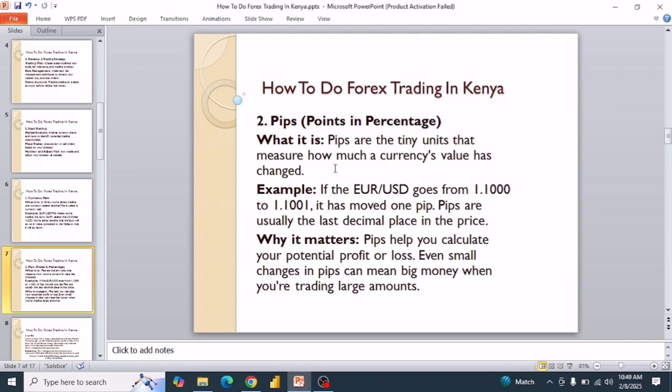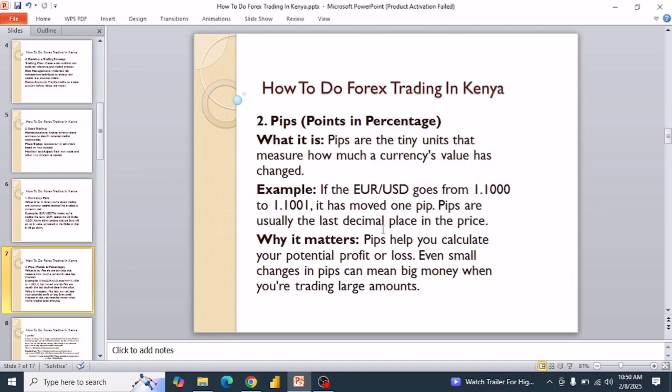Now understand pips. So for you to predict that a market is going up or down, you need to know by how many pips. For you to measure movement of a currency pair against another, we use something called pips. These are tiny units that measure how much currency value has changed. Let's say EUR/USD goes from 1.1000 to 1.1001. Then we have a 1 pip movement.